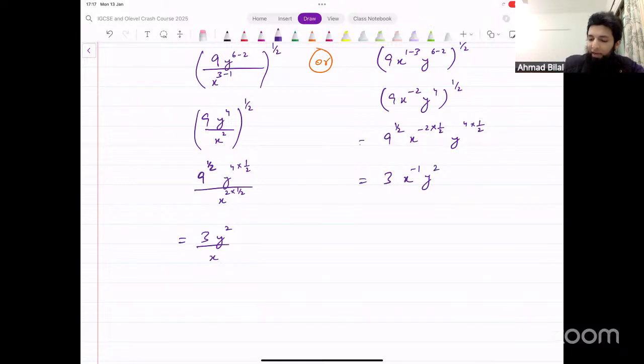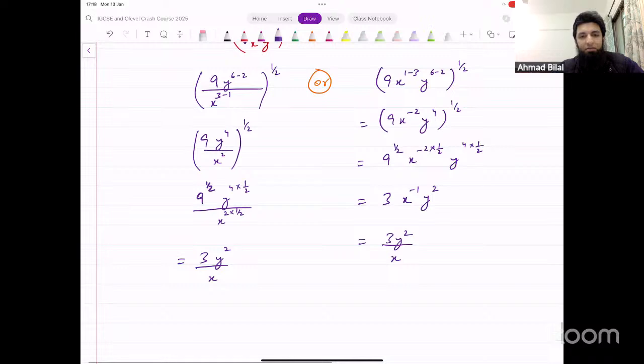And then at the end, what you could do could be that you make this power positive. How do you do that? You take that to the denominator now, and you get the same result at the end, 3y squared over x. And that's your final answer. Okay, so you could do it both ways. You could deal with negative powers and then make them positive at the very end. Or in your working, you just keep everything positive by subtracting the smaller number from the bigger number and then simplify that. Okay, let's take another example.